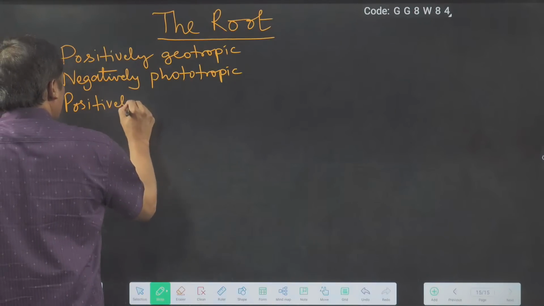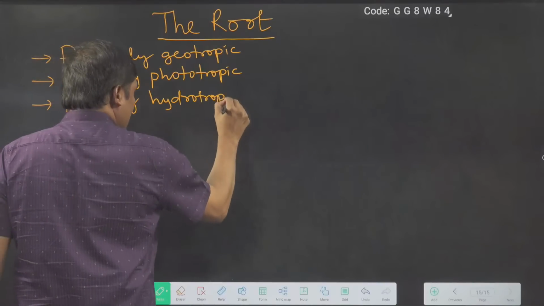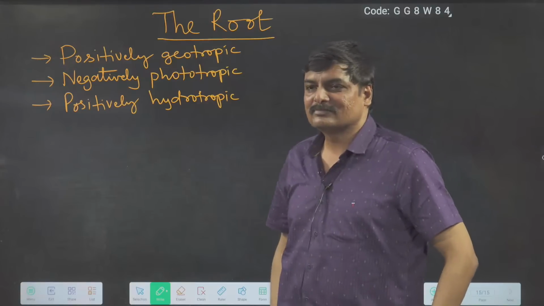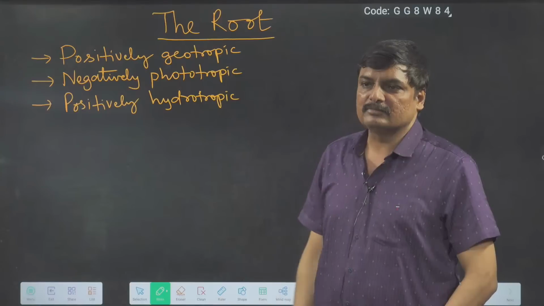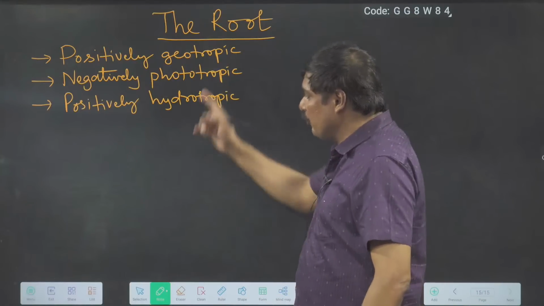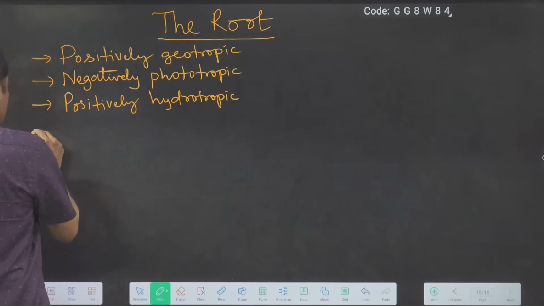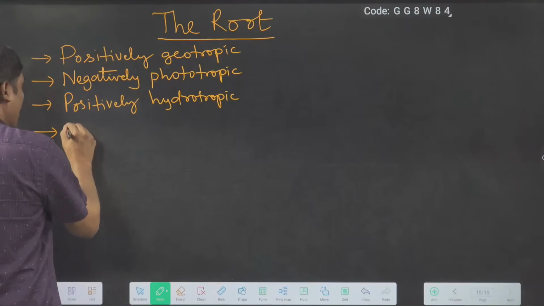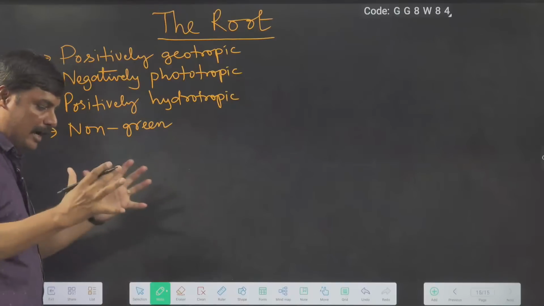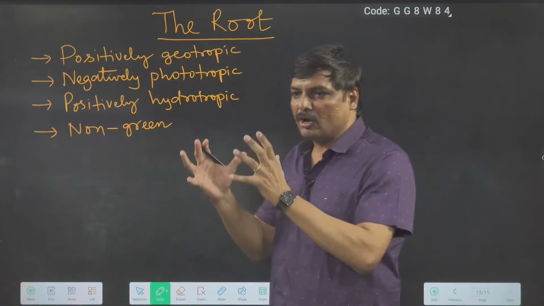positively hydrotropic. That means they grow towards the water that is present in the soil. So the roots are positively geotropic, negatively phototropic, positively hydrotropic. And the roots are generally non-green in color because of lack of chlorophyll. Because of absence of chlorophyll, they are non-green in color.